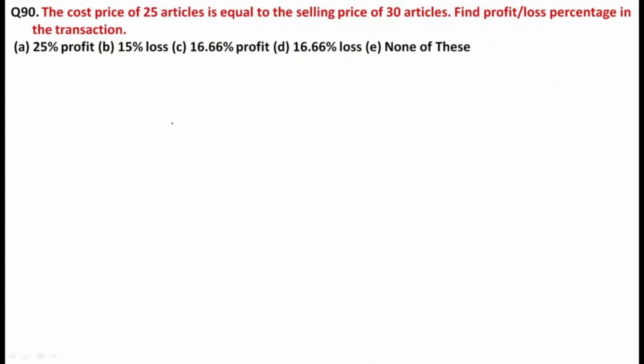Next one. The cost price of 25 articles is equal to the selling price of 30 articles. Now 5 5s are 25, 5 6s are 30. So cost price by selling price is exactly equal to 6 by 5.